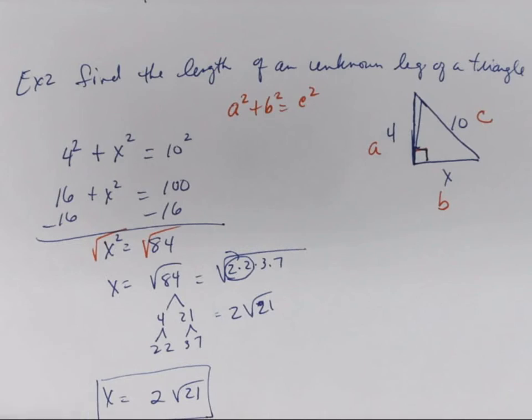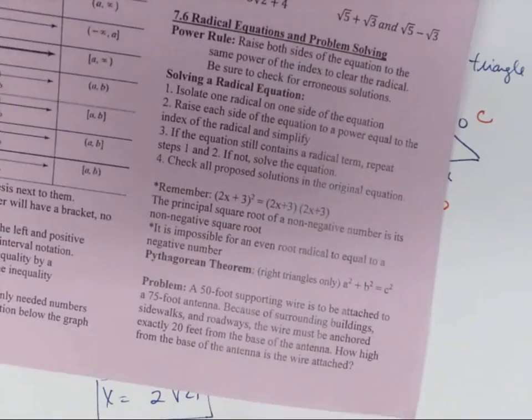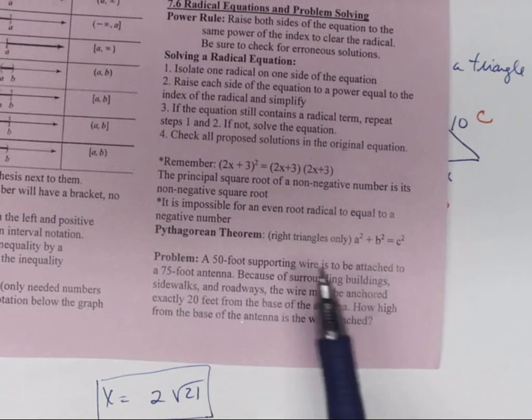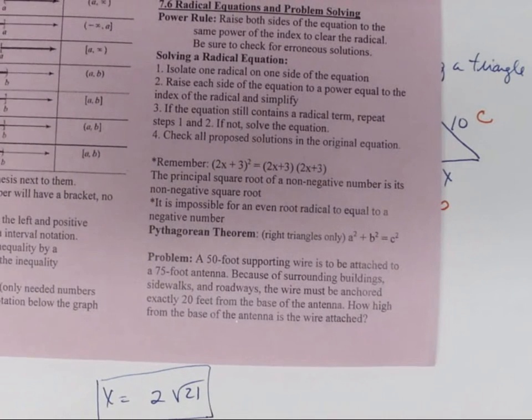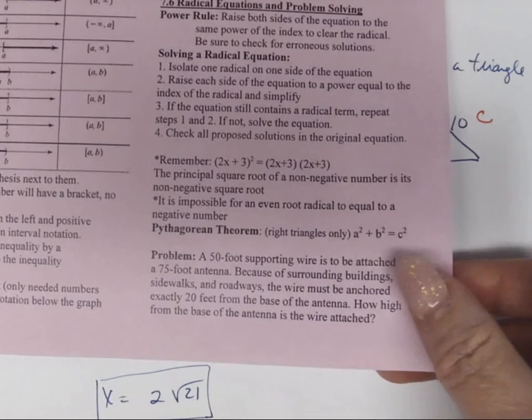All right, now we're going to do a word problem. The word problem is going to also deal with the Pythagorean theorem. We have a 50-foot supporting wire to be attached to a 75-foot antenna. Because of surrounding buildings, sidewalks, and roadways, the wire must be anchored exactly 20 feet from the base of the antenna. How high from the base of the antenna is the wire attached?